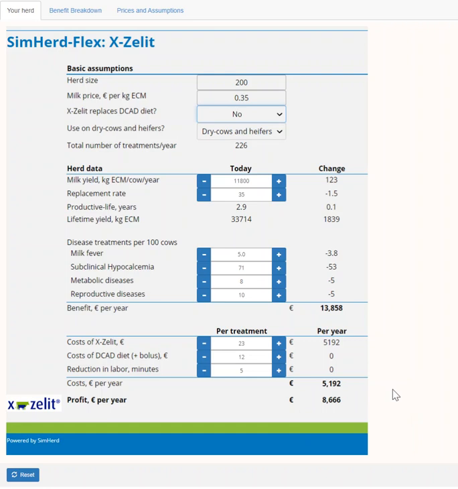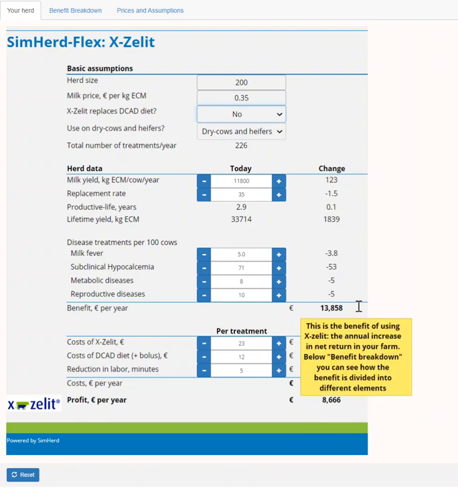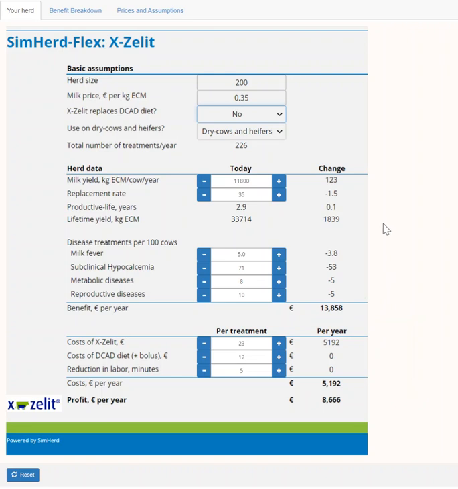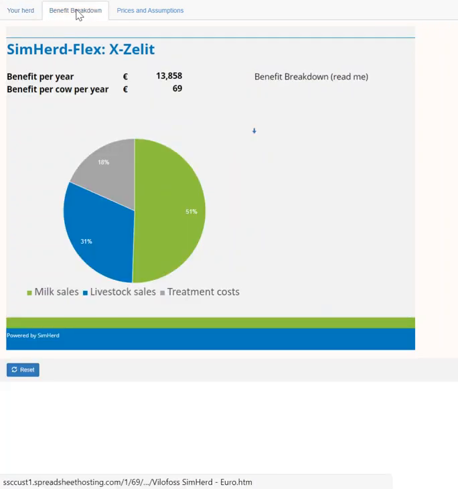We can look more into the results. For example, benefit per year. We saw here that below benefit breakdown, you can see how the benefit is divided into different elements. Where does the money come from? We go here to the top. Benefit breakdown, we see benefit per year, same number as the previous page, 13,858 euros per year, or 69 per cow per year.